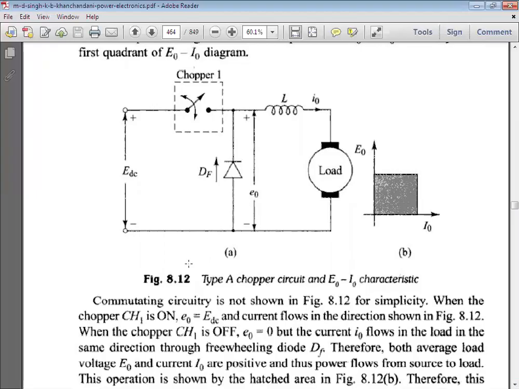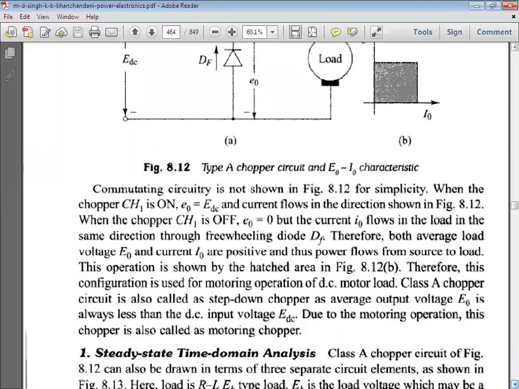When the chopper is on, its output voltage E naught is equal to EDC, and current flows in the forward direction. When the chopper is off, E naught is equal to 0. Why is it 0? Though the inductor is there, we have this freewheeling diode, so no negative output current will be there. Simply the output voltage is equal to 0.